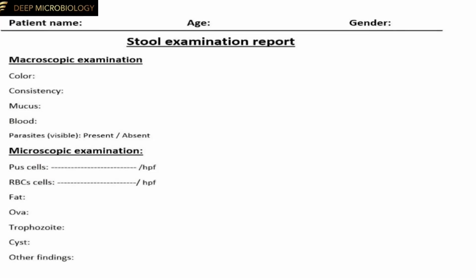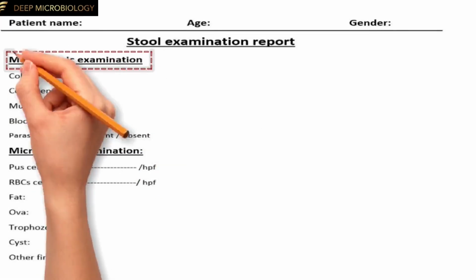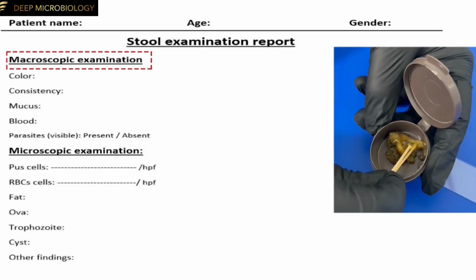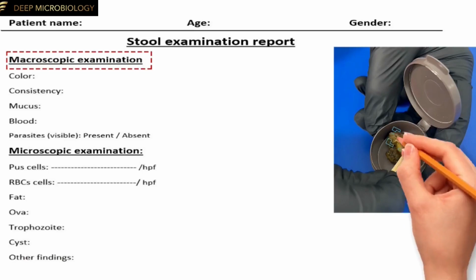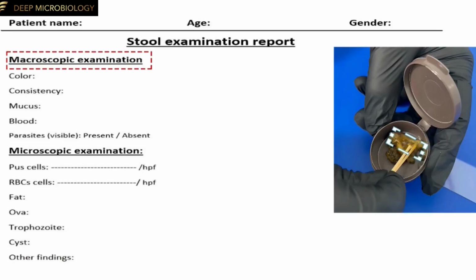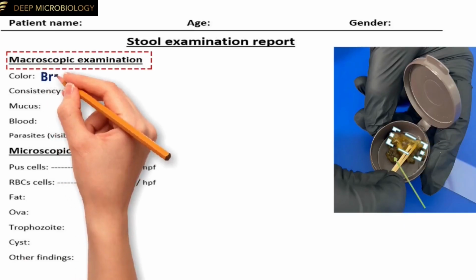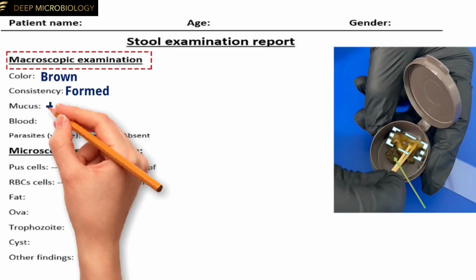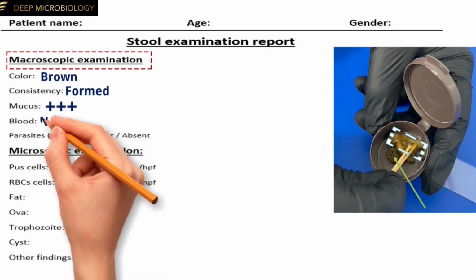Now let's apply everything we've learned in macroscopic examination practically. As you can see here in sample 1, this stool sample shows visible mucus, which appears as an off-white to yellowish material. The stool itself is brown in color, and we will assume the consistency is formed. Mucus is present in large quantity, appearing off-white to yellowish color, and can therefore be marked as 3 crosses, and there is no visible blood present.